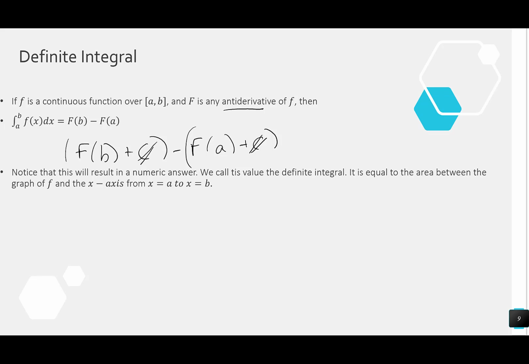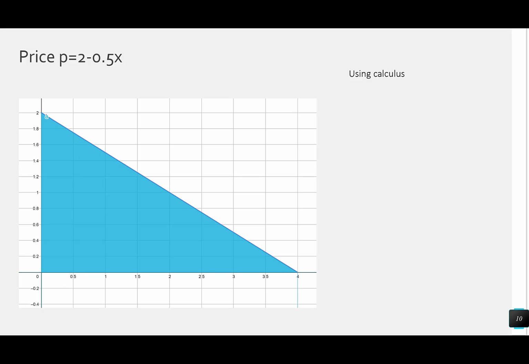I want to point out that the answer, when I get this F of b minus F of a, is going to be numeric. It's not going to give us a function. This number that we're going to get is called the definite integral. It is going to be equal to the area between the graph of f of x and the x-axis from a to b. So now we have something that gives us area without us having to use geometry and go back to formulas we maybe don't remember. So I'm going to revisit the ones we had, and we're going to use calculus.